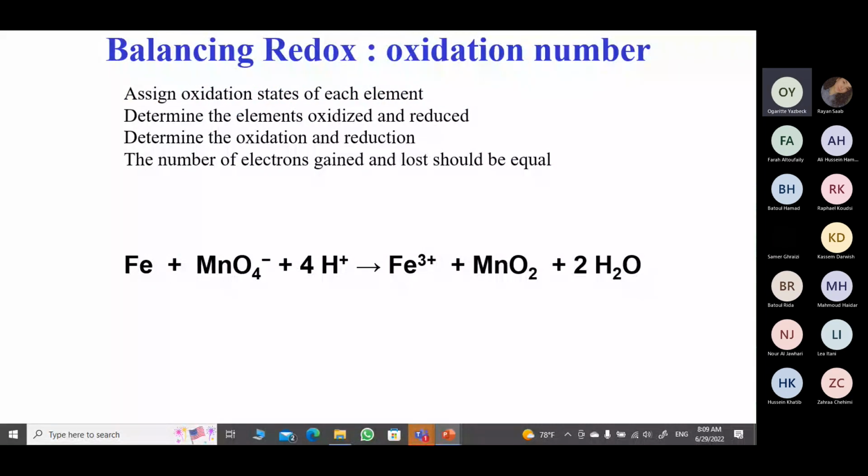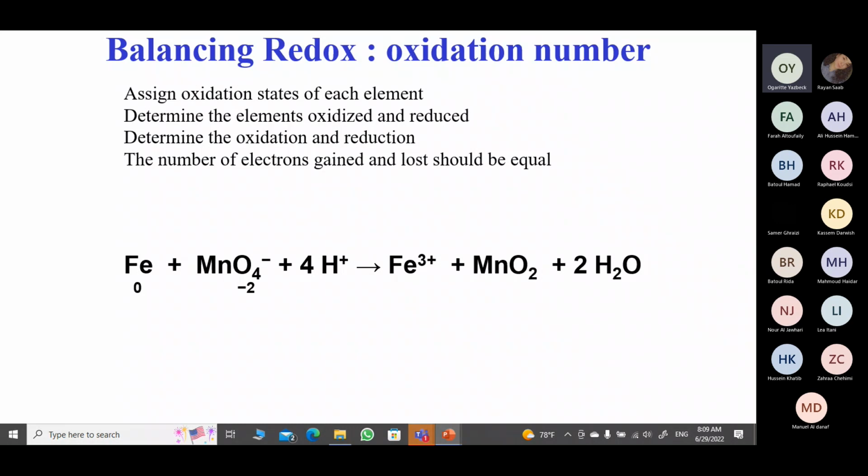So here's an example. So first we're going to assign the oxidation state, okay, and determine which element is being oxidized and reduced. So iron gets an oxidation state of 0 because it's in the natural state. You already know that oxygen is always a -2, leaving the manganese to be X. What is X? -2 times 4 equals -1 plus X equals -1. Find the X, it becomes 7 plus.